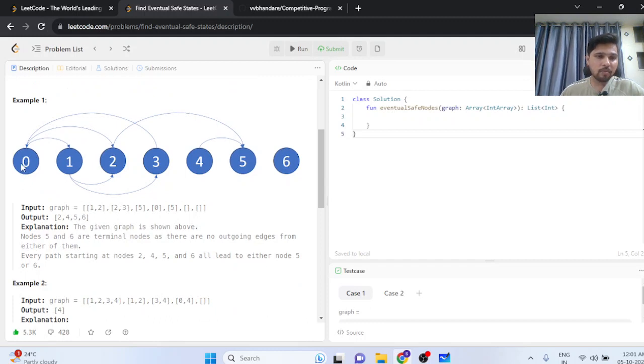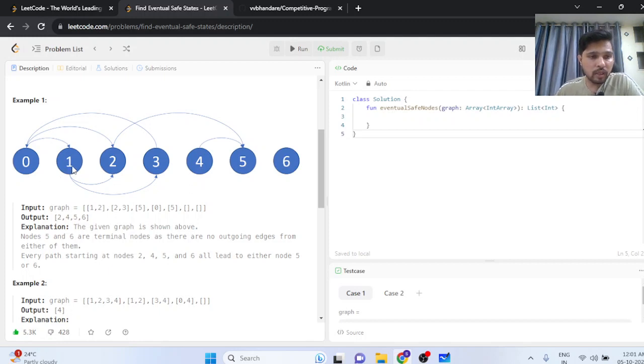Now if we start from 0, and try to see whether each particular node is a safe node or not. If you look at 0, from 0 there is an outgoing edge to 1, from 1 there is an outgoing edge to 2, and from 2 there is an outgoing edge to 5. But from 1 there is also an outgoing edge to 3, and from 3 it goes back to 0. So this forms a cycle. That's why 0 cannot be a safe node, so we can eliminate this.